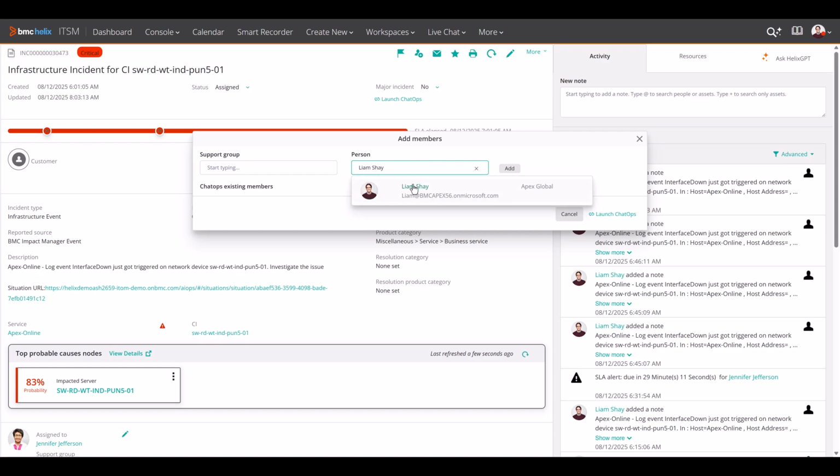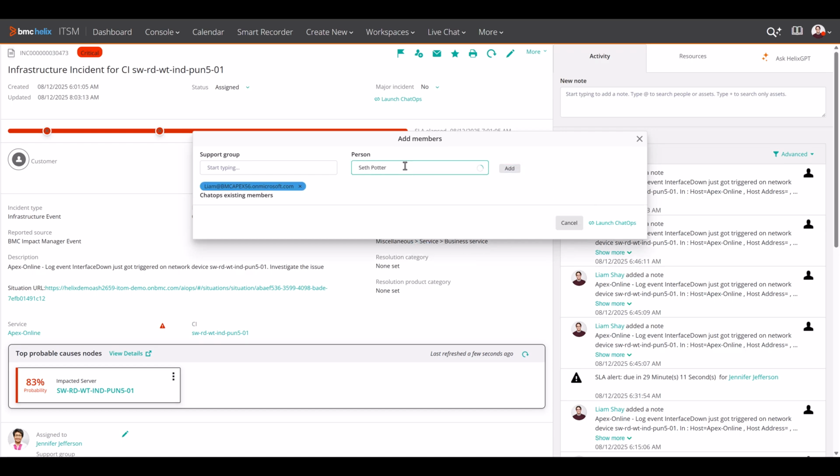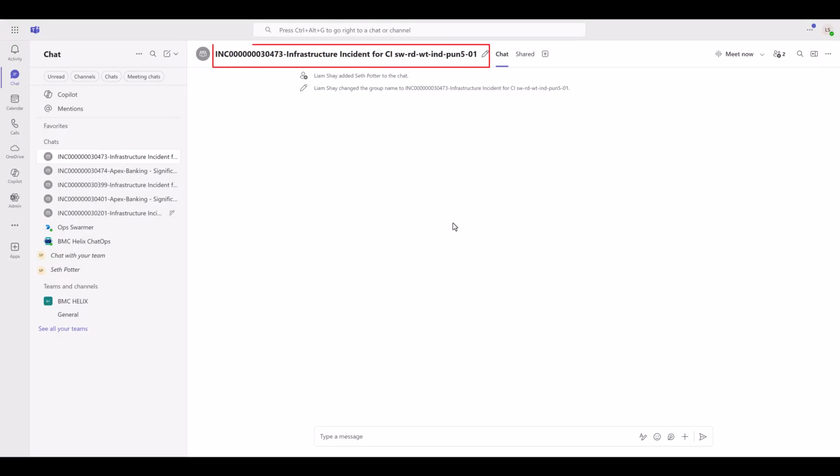He begins his investigation by launching a chat op session and adding Seth to the chat. He launches the session and a new chat appears in his Microsoft Teams session. The new chat has been created in context to the incident, and it shows that both he and Seth have been added.